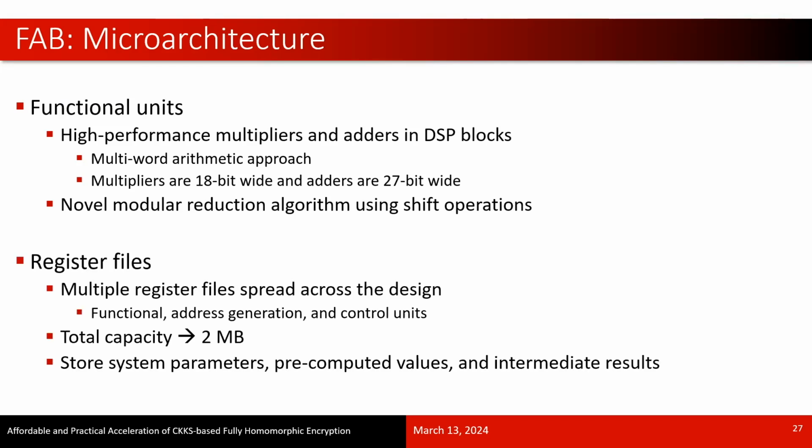Then FAB consists of multiple register files. The total capacity of all the register files together is 2 megabytes, and the register files are spread across the design and are used by the functional units, the address generation unit, and the control units. Each register file has multiple read or write ports with the same cycle access latency. And register files are used to store pre-computed values, system parameters, and intermediate polynomials that are generated as part of the various operations.